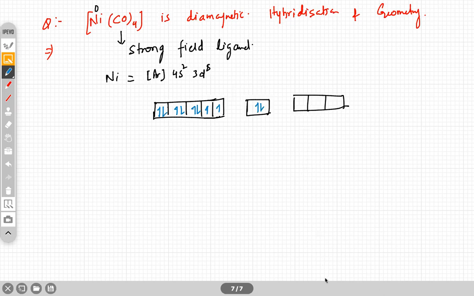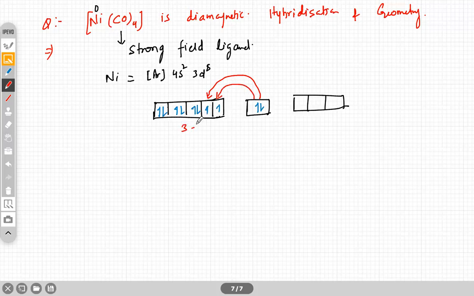Then what happens, you see? All of you are getting dsp2. There will be pairing against Hund's rule. So these 2 electrons jump into the inner 3d orbital and make the 4s orbital vacant. After this rearrangement, the orbital diagram is this.